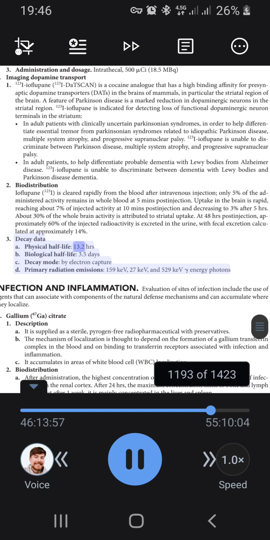3. Decay data. A. Physical half-life, 13.2 hours. B. Biological half-life, 3.5 days. C. Decay mode, by electron capture. D. Primary radiation emissions, 159 keV, 27 keV, and 529 keV gamma energy photons.